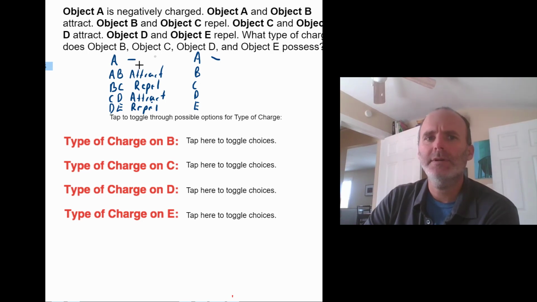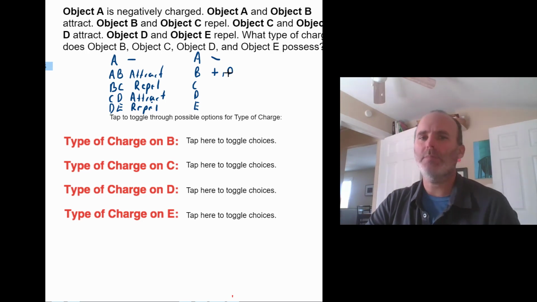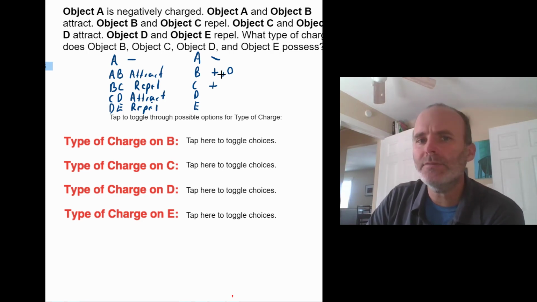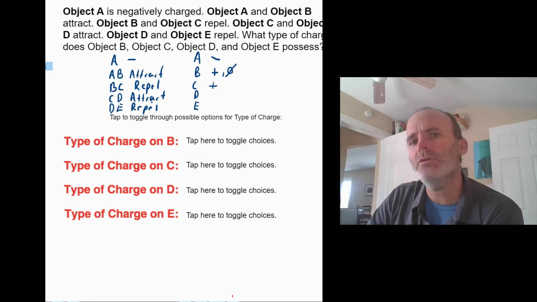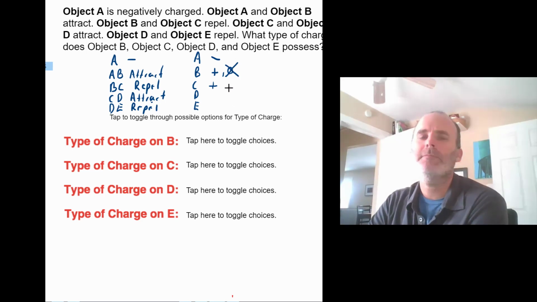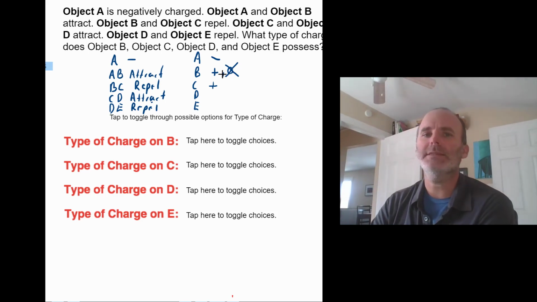A is negative. A and B attract. So what attracts to a negative? Well, a positive attracts, but also remember neutral attracts to positive and negative. So I got a neutral here. B and C repel. Okay, what repels a positive? Another positive. But what repels a neutral? Nothing repels a neutral. So that means there's no possibility for this neutral to be there. So I got to go back up and cancel that one out. That's the tricky part. I think a lot of people are missing that.